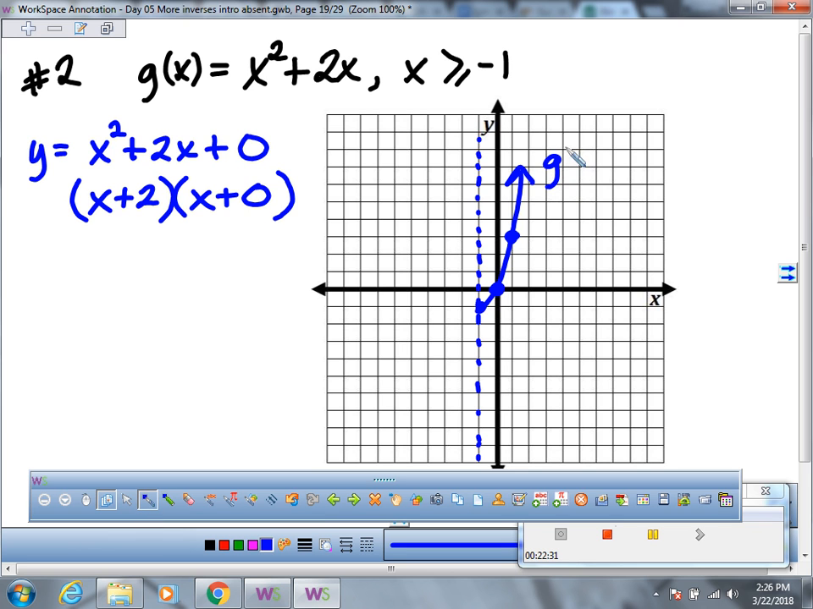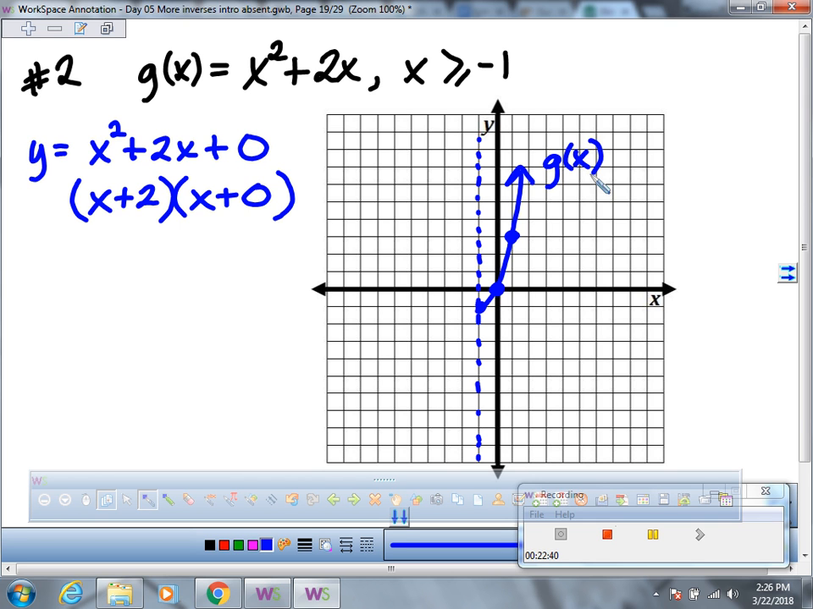So g of x. Is it always 1, 1, and then 4? Yep. And then 3, 9? Yep. Do we have to do 3, 9? You don't have to go to 3, 9. So are we good? That's the first part.